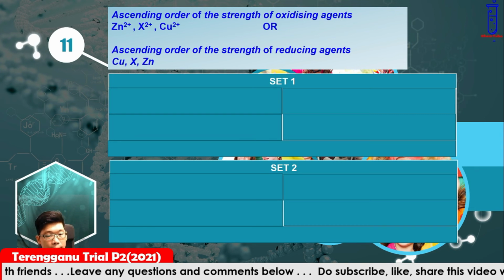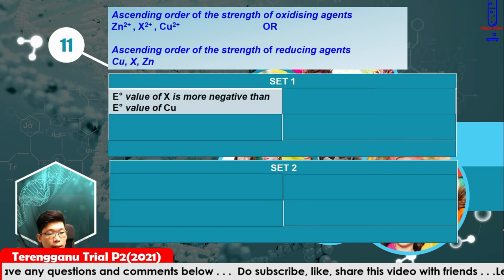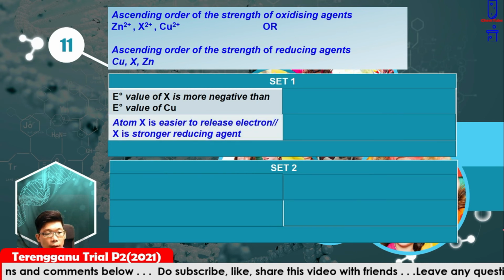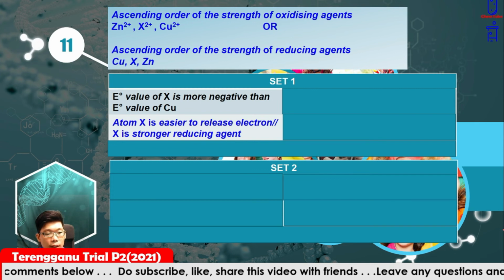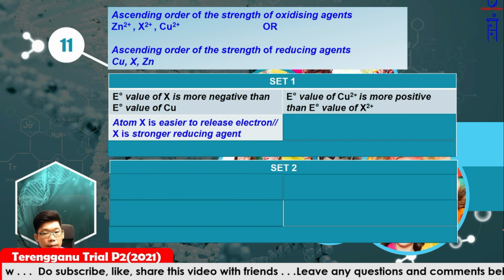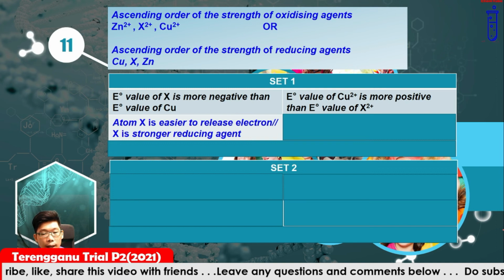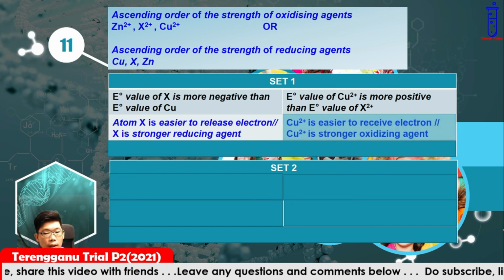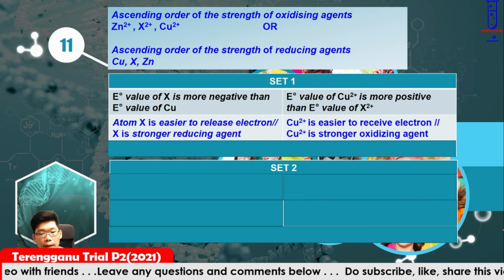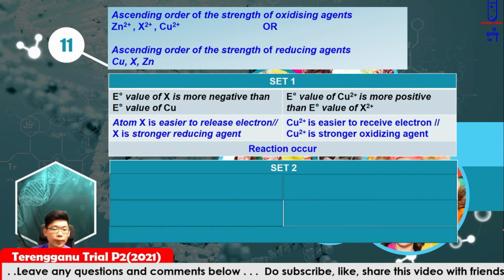Now for set 1, why is the observation like that? The E0 value of X is more negative than the E0 value of copper. So X atom is easier to release the electrons as it is a stronger reducing agent. But the E0 value for the copper is more positive than the E0 value of X2+, so it is easier to receive electrons. So copper is a strong oxidizing agent. So reaction occurs for set 1.